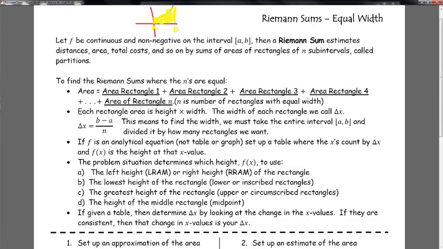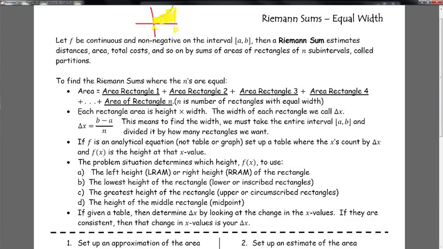So the width of each rectangle, we're going to call it delta x. That's the change of x. How far apart is the width of each rectangle? And so if you want to think about it, delta x is going to be b minus a over n. What I mean by that is if you want to find the width, you're going to take the entire interval, subtract it so you know the distance between them, and then divide it by how many rectangles you have, and that's going to give you your width.